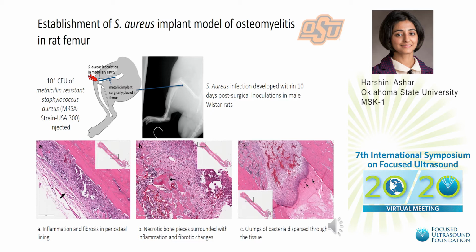These included inflammation and fibrosis of the periosteum and cortex, as seen in figure A on the bottom. There was presence of necrotic bony tissue and pus, as seen in figure B, and also presence of clumps of bacteria dispersed throughout the bone, as seen in figure C.